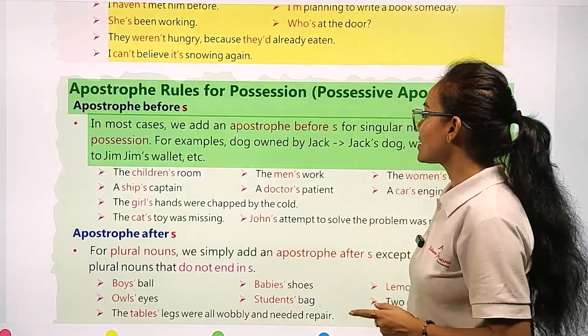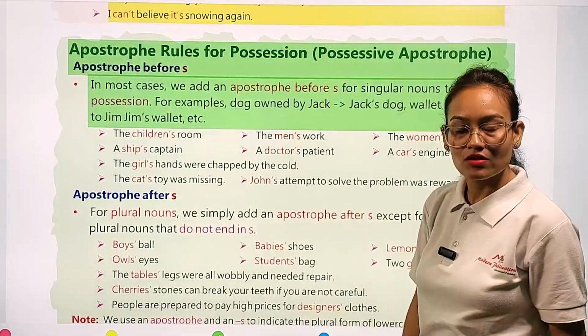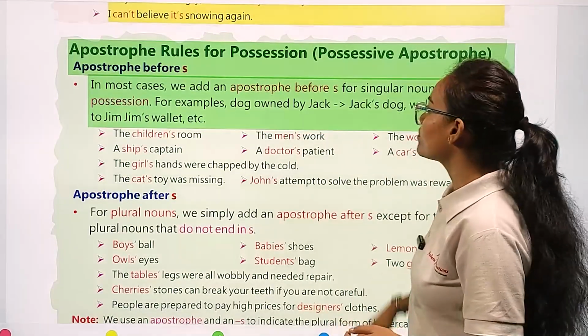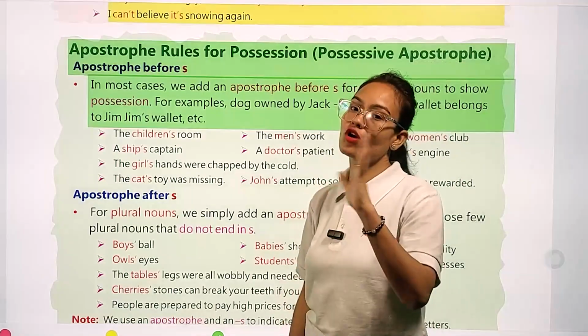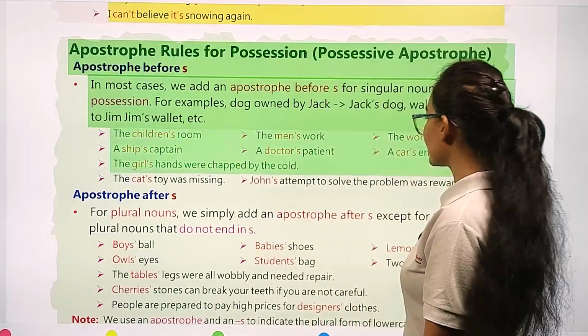Okay. For example, you can see here: dog owned by Jack, Jack's dog. Wallet belongs to Jim, Jim's wallet, etc. You can see some other examples written here.